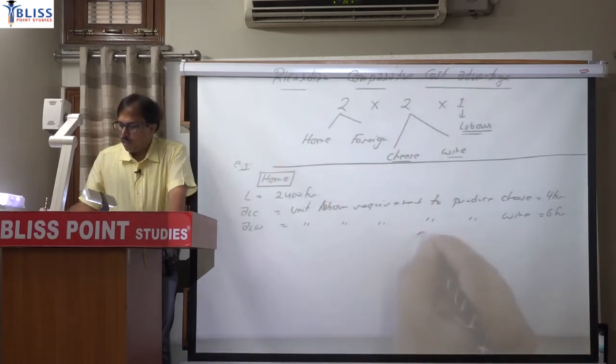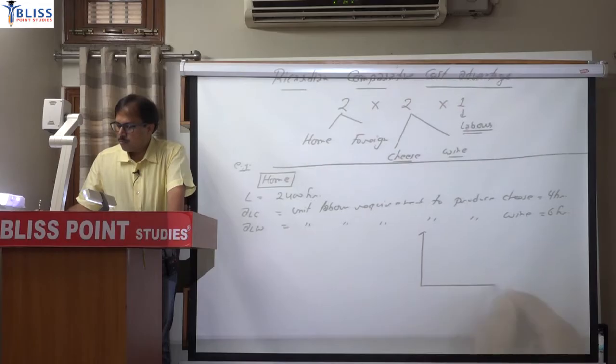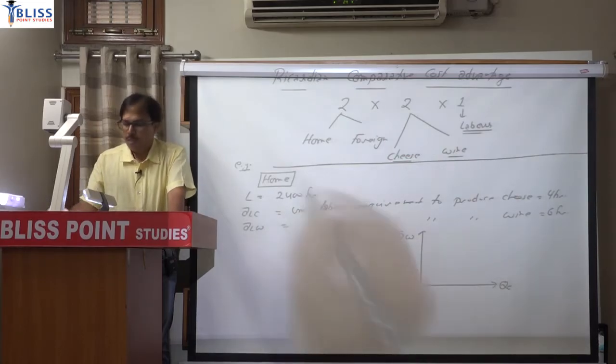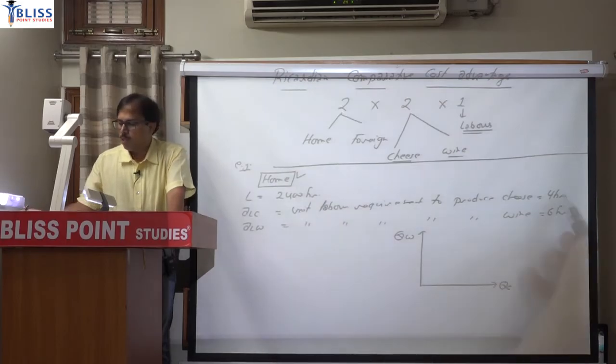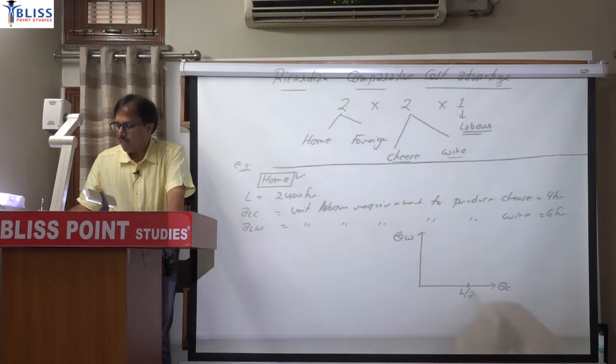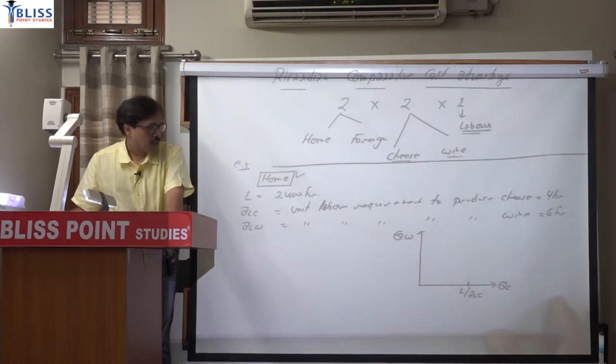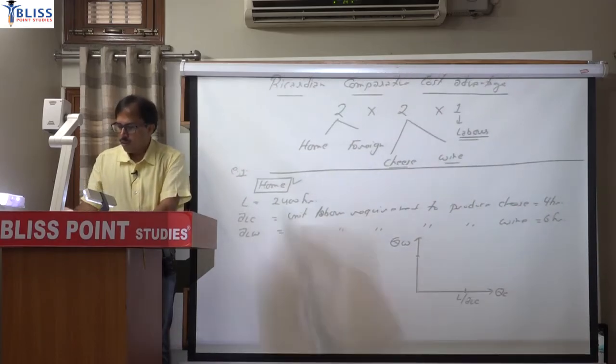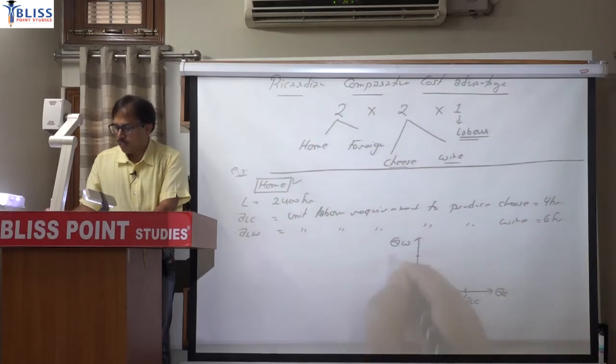If you plot it in a graph, write here quantity of cheese and here quantity of wine. How much quantity of cheese can home country produce? 2400 hours is total labor, and 1 unit takes 4 hours. So 2400 upon 4, the point 600 comes here. This point is in fact L upon ALC. And how much quantity of wine can be produced? 2400 divided by 6, so that will be L upon ALW.